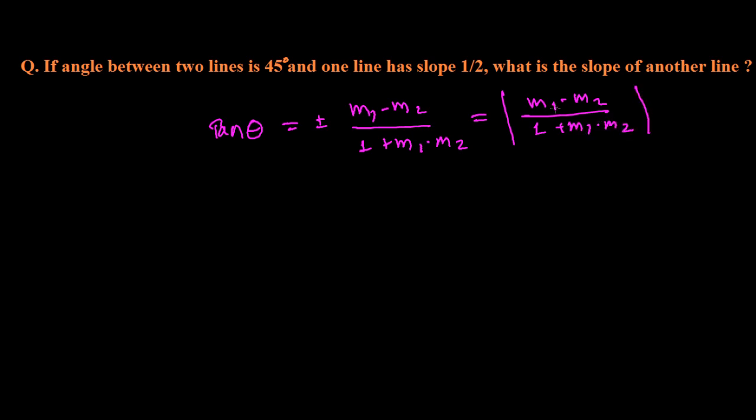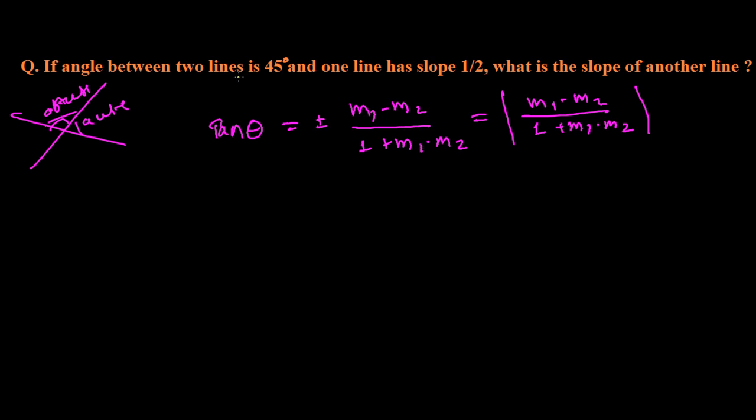Both are actually the same thing, plus and minus, because whenever there are two lines, there are two possible angles. One may be an acute angle, or the other may be an obtuse angle. So that's why we need to take plus and minus. Plus generally gives us the acute angle and minus generally gives us the obtuse angle. This is the formula.